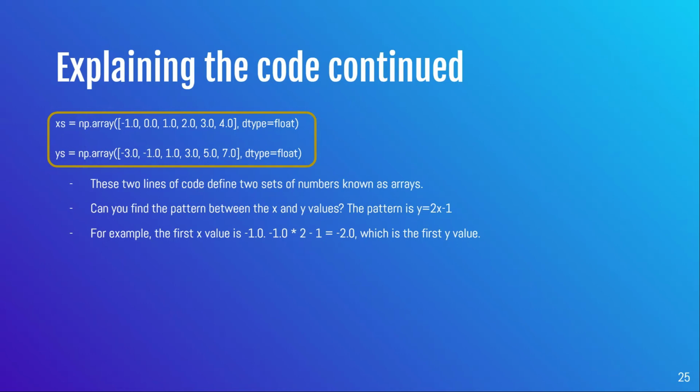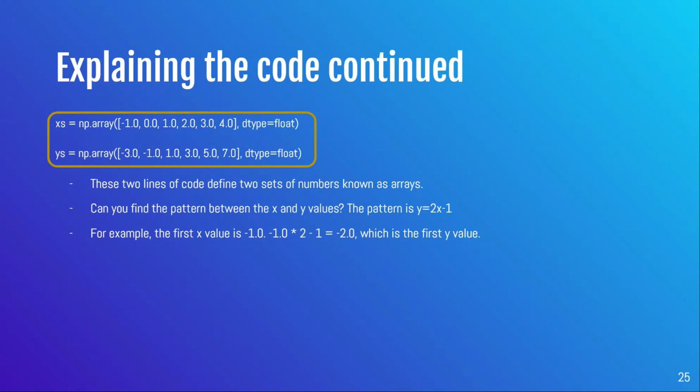The pattern is actually that every Y value is equal to the corresponding X value times 2 minus 1. Basically what this means is, if you see the first X value is -1, then -1 times 2 is -2, minus 1 is -3, which is the first Y value. And this holds true for each of the values in both the X and Y lists.